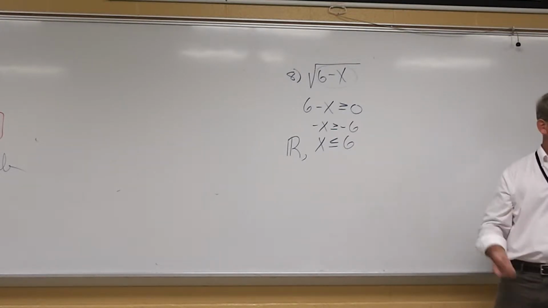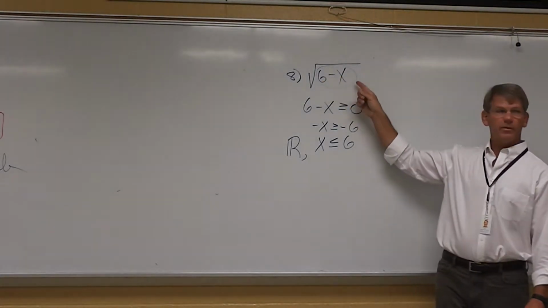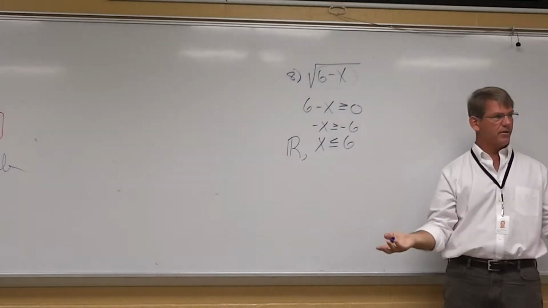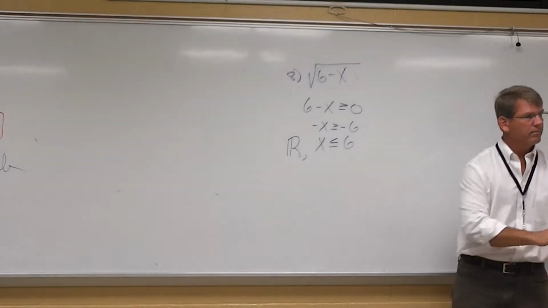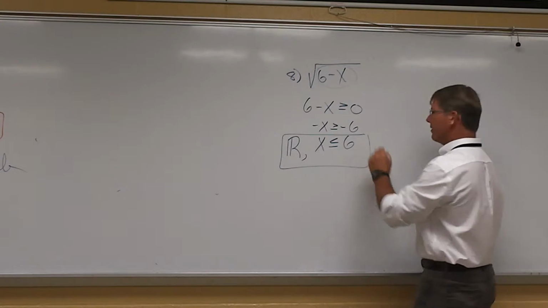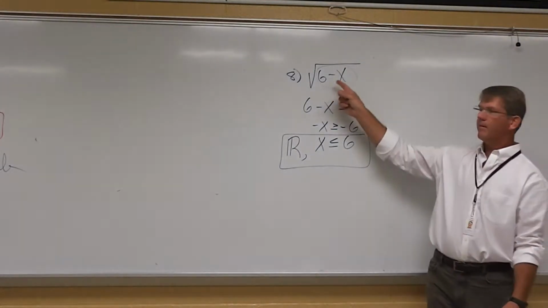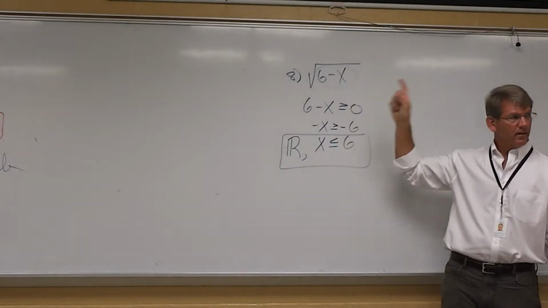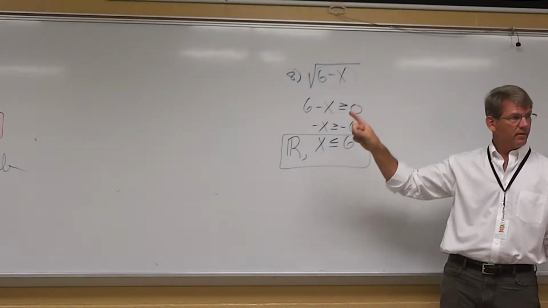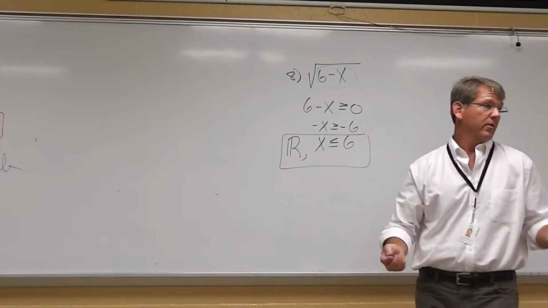Sabrina, give me a number that's less than 6. 3. Okay. 6 minus 3 would be 3. Can I square root 3 and get an answer? Yeah, it works. Emily, give me a number bigger than 6, please. 13. Let's try 13. 6 minus 13 is going to be negative 7. Can I square root negative 7? No, not in the real numbers. That's where you get into imaginaries. So it doesn't work.